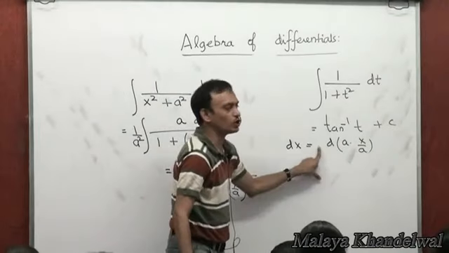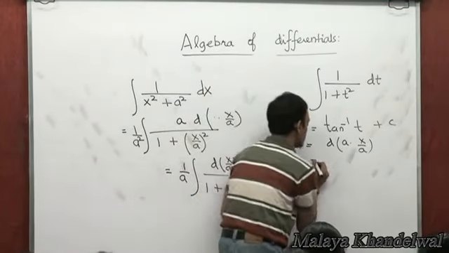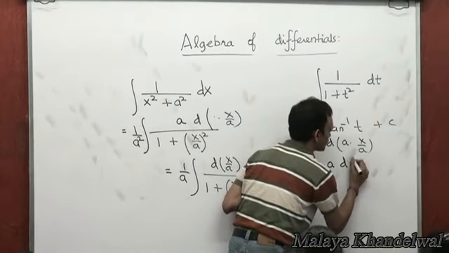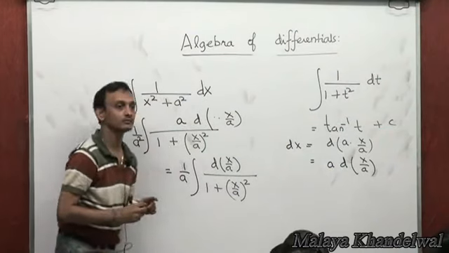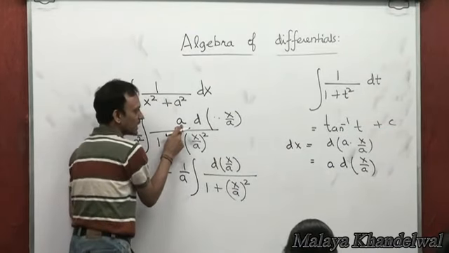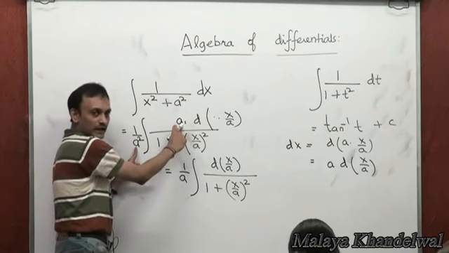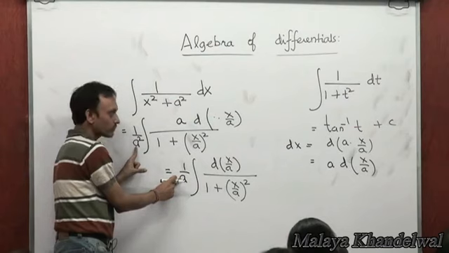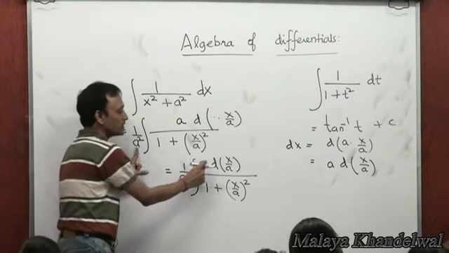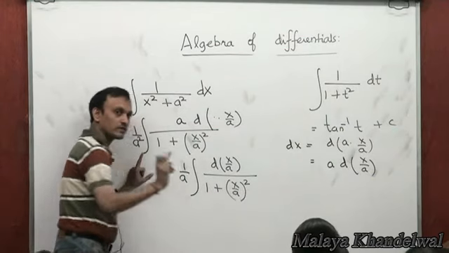And then, can this a not come out of the differential sign because it's a constant? So it comes out of the differential sign, right? Now when it came out of the differential sign, it stood there and then it was ready to take care of 1a in the denominator, brought it down to 1 by a, right? Then d of x by a by 1 plus x by a whole square.